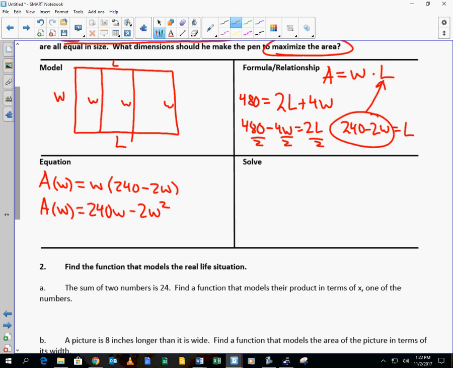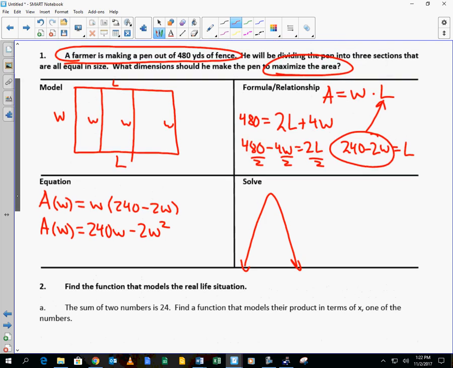So at this point, the farmer could play around and say, okay, what if I made a width of 10? Then what would the area be? Or maybe I'll make a width of 20. Then what would the area be? Or maybe a width of 40. What would the area be? Well, his goal is to maximize the area. What shape does the area function make? A parabola that's upside down.